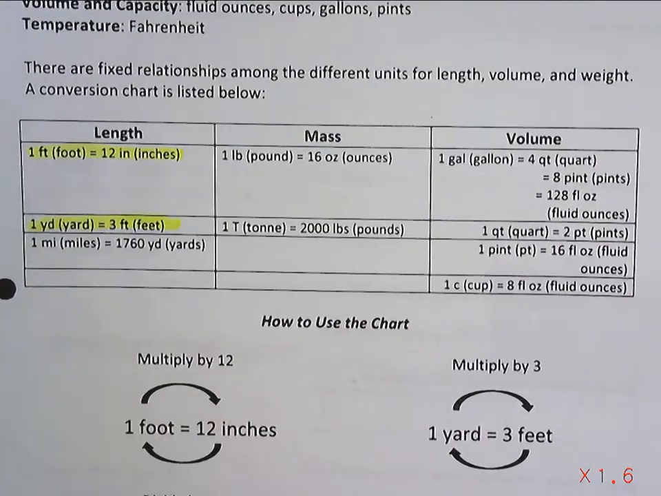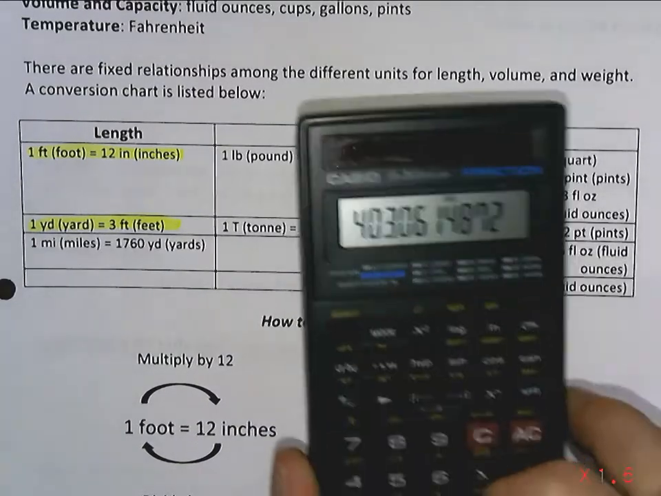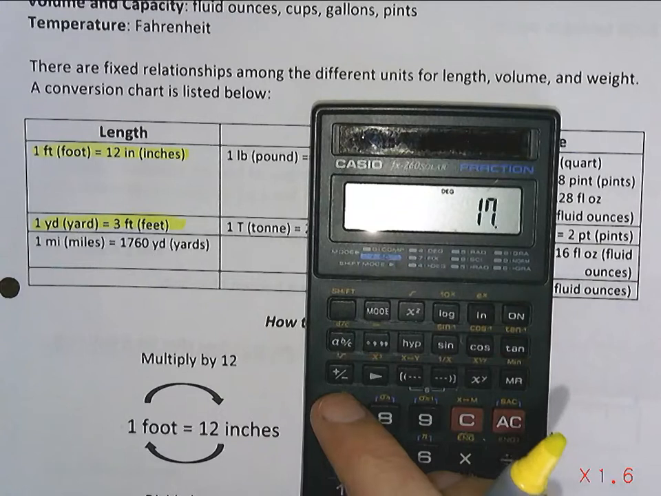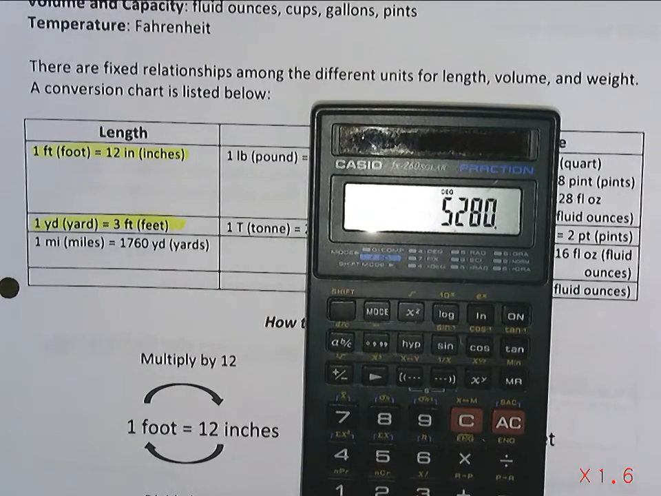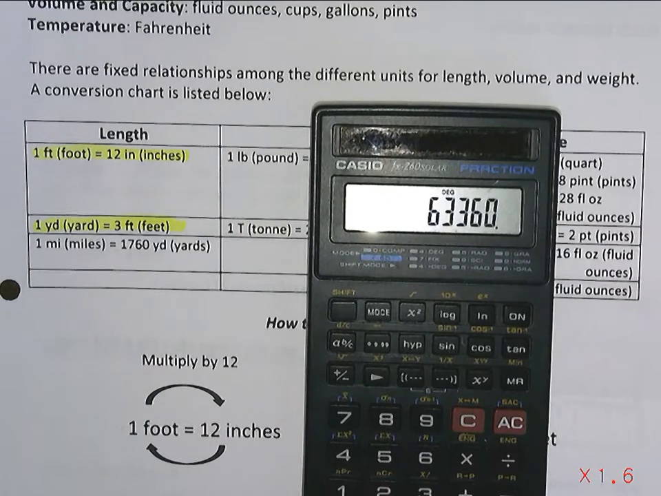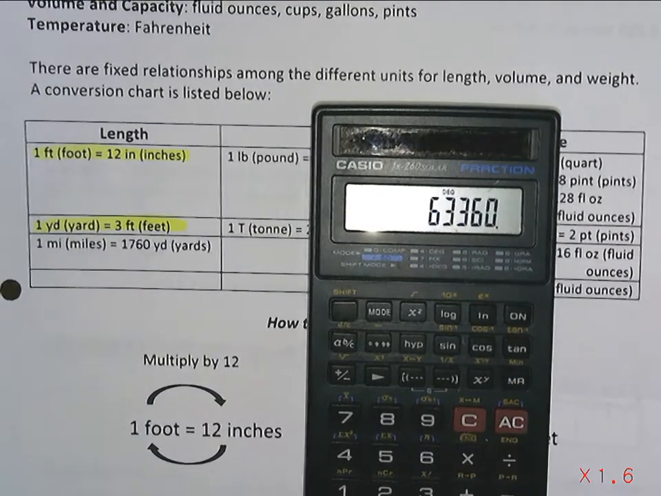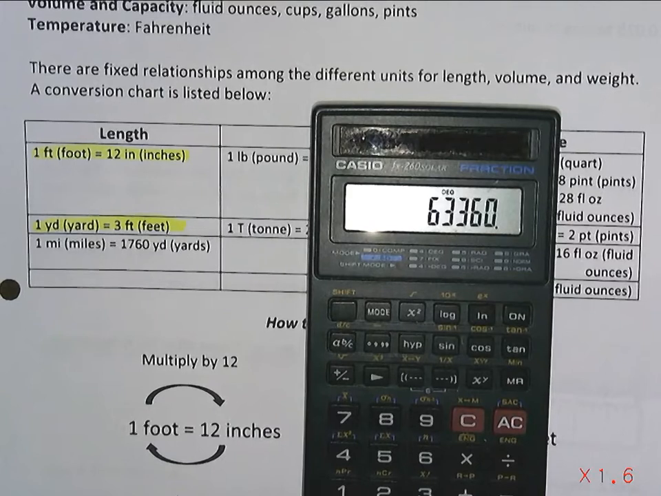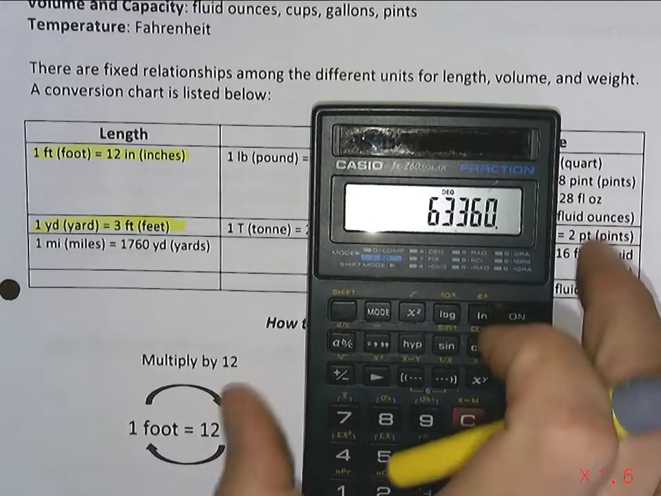A mile is going to be 1,760 yards. So think about that. How many feet is that? How many feet per yard? 3. So this is going to be 1,760 yards times 3 feet. So a mile is 5,280 feet. How many inches is that? Well, how many inches in a foot? 12. So I times by 12. That's 63,360 inches in a mile. Who cares? Who would ever want to know that? But, you know, there you go. That's how many inches there are in a mile.